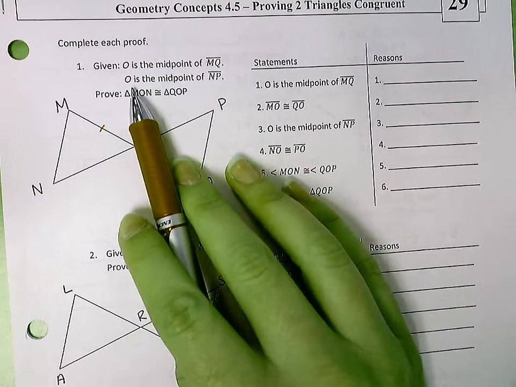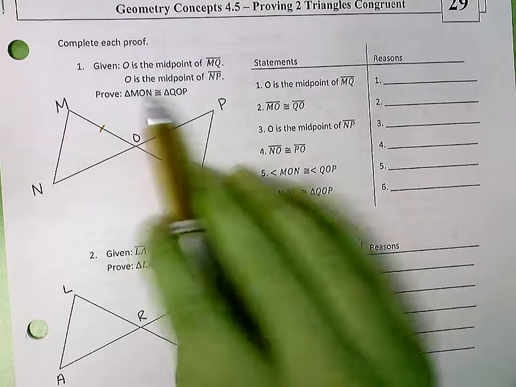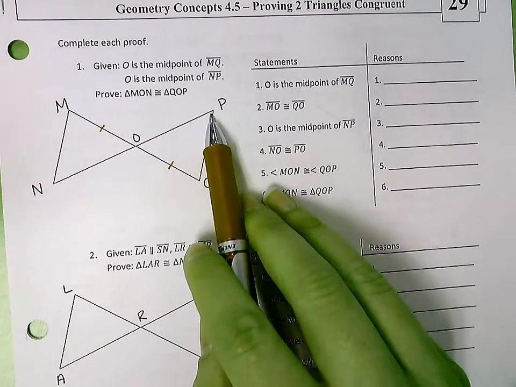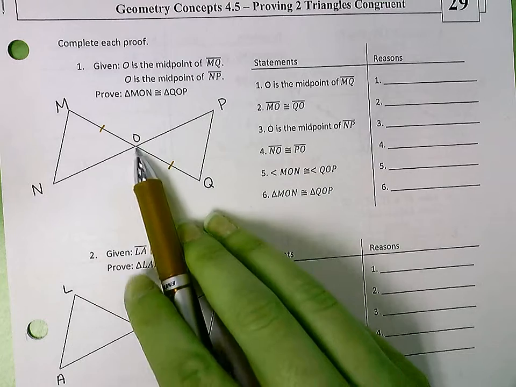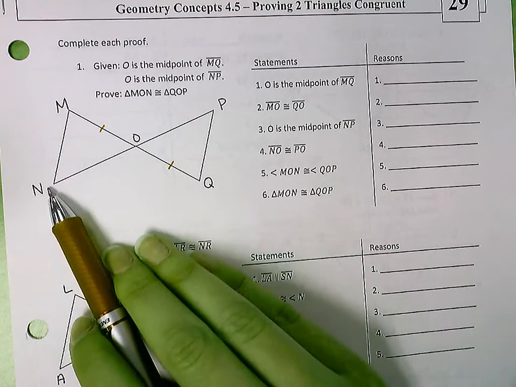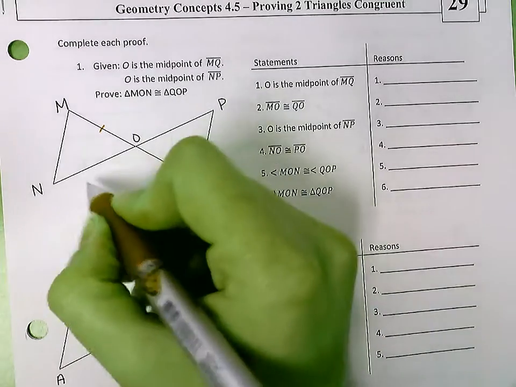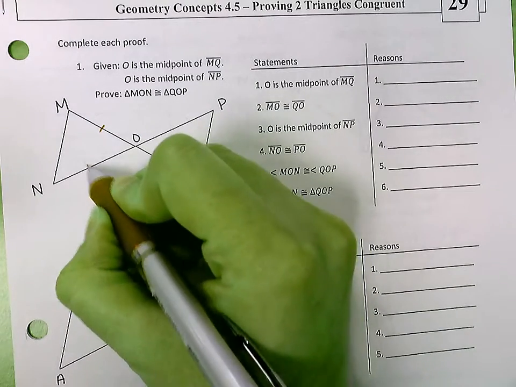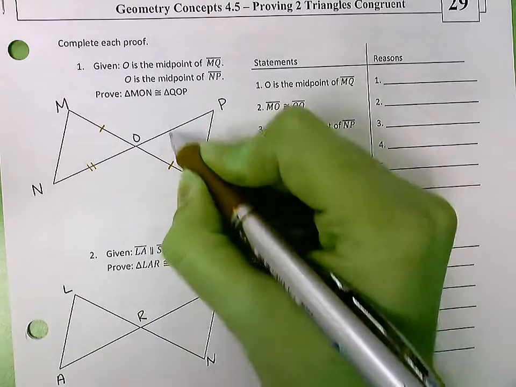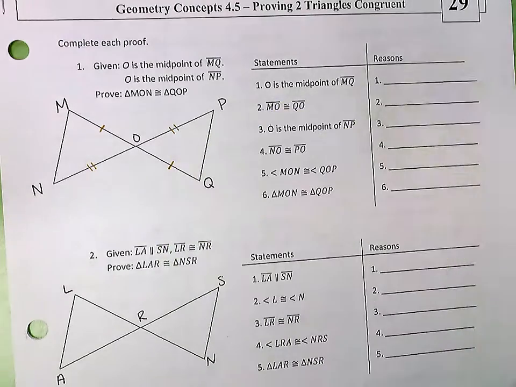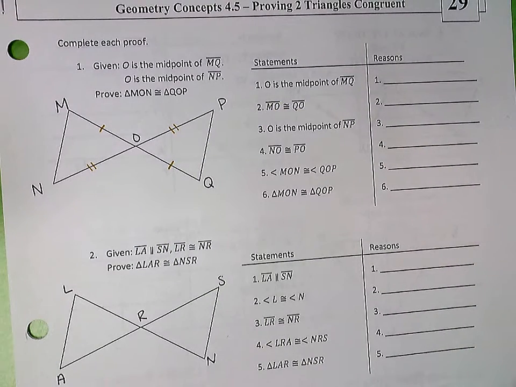My second part that I was given is O is the midpoint of NP. Okay, so O is that midpoint between N and P. That means NO is equal or congruent to OP. So I can label that on my picture. Okay, so you want to label your picture with what you're given. So now I'm going to start going through my proof and telling the reasons for each step.